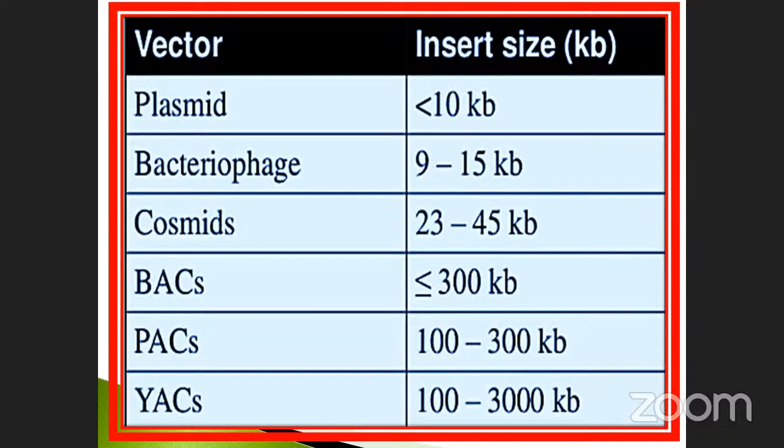BAC, bacterial artificial chromosome, is equal to or more than 300 kb. PAC, 100 to 300 kilobases. And YAC, 100 to 3000 kb. So this is very, very important. Which one is the highest here? YAC is the highest here, isn't it? Don't forget, my dear. Which of the following has more genetic material, or gene insert size? Like that, they may ask the question. YAC has the highest value of insert size. This is also very, very important, my dear.